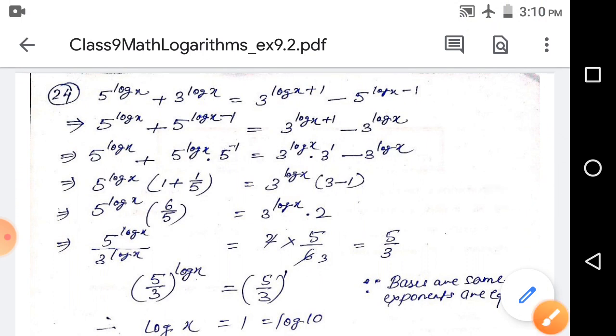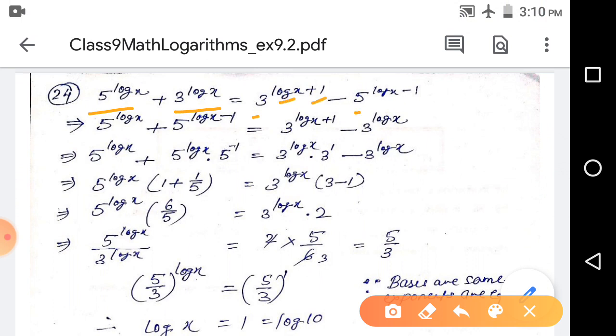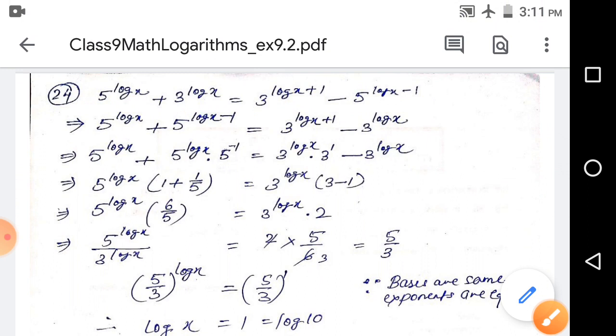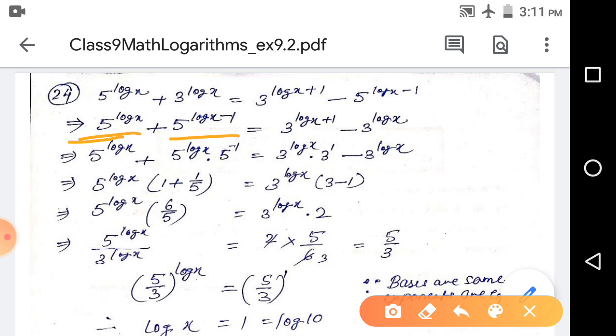In the question we have 5 to the power log x, 3 to the power log x, 3 to the power log x plus 1, and minus 5 to the power log x minus 1. Suppose we take all the 5's to the right hand side. We have two 5 terms, so the 5's are taken to the right hand side. So this is 5 to the power log x, and here we have 5 to the power log x minus 1.